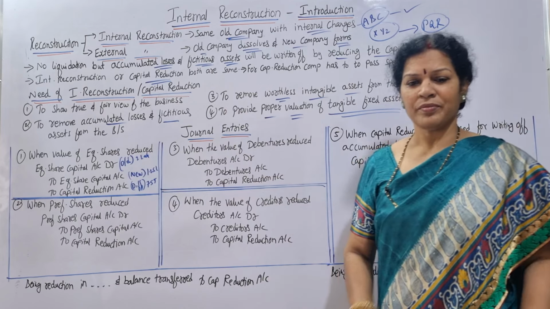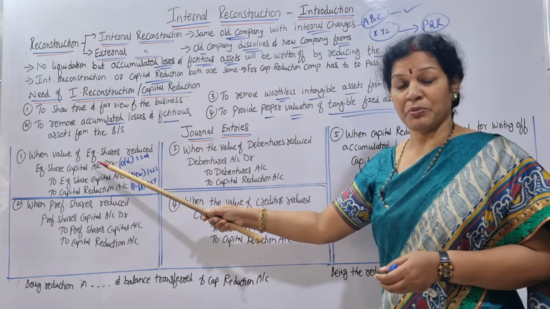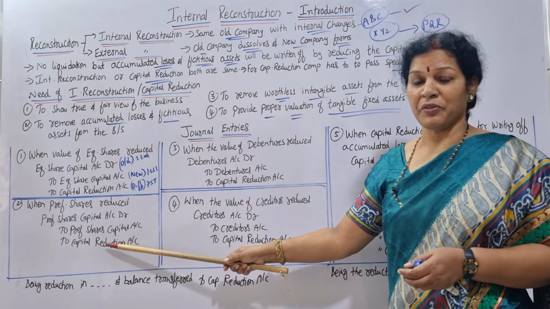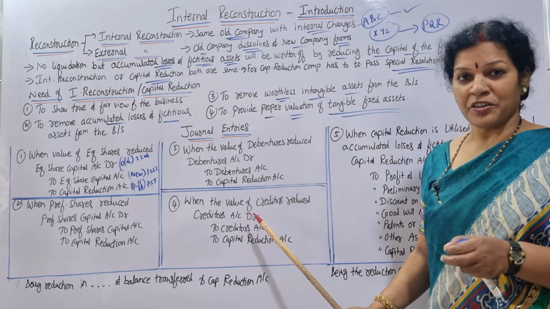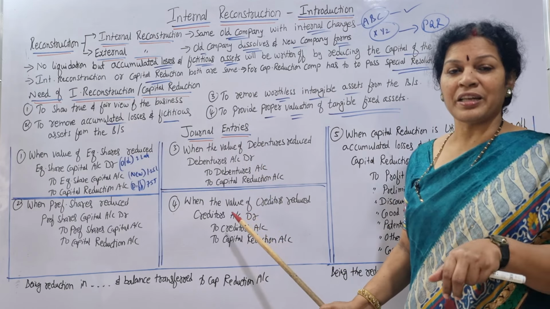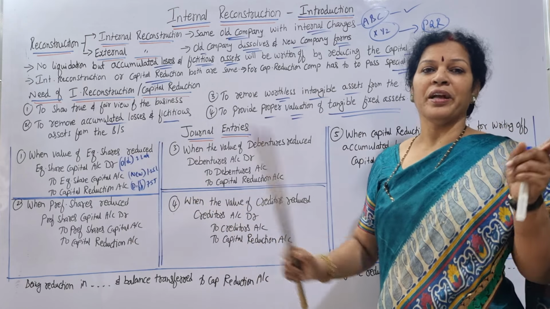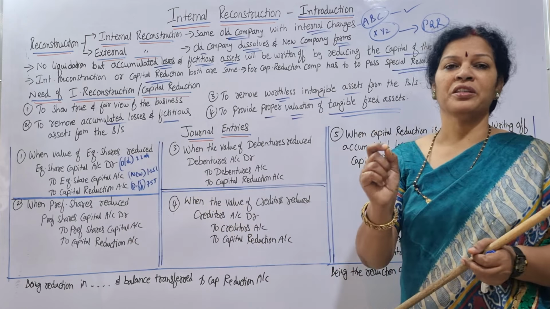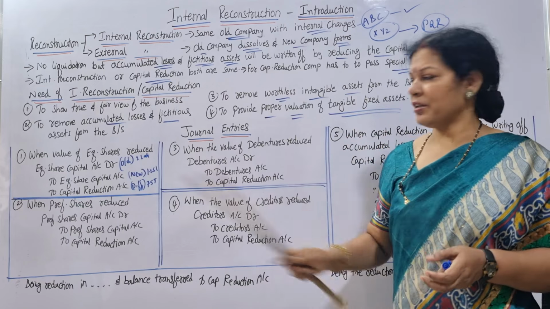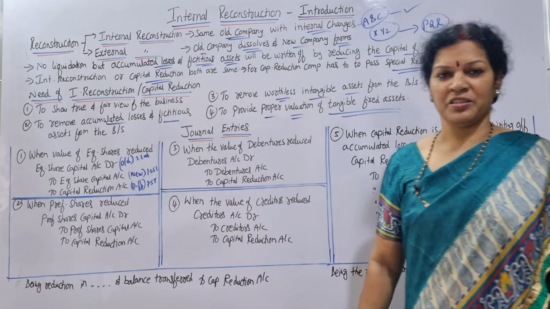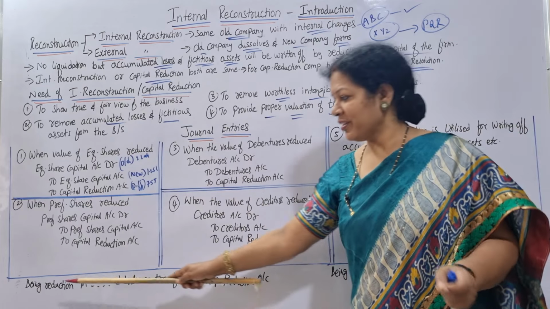Very easy. Reduction of preference shares, equity shares, debentures, and creditors. In any of these cases, whatever you are reducing, that is debited, and you also pass another entry, capital reduction, on the credit side. For any of these journal entries, the narration will be the same.